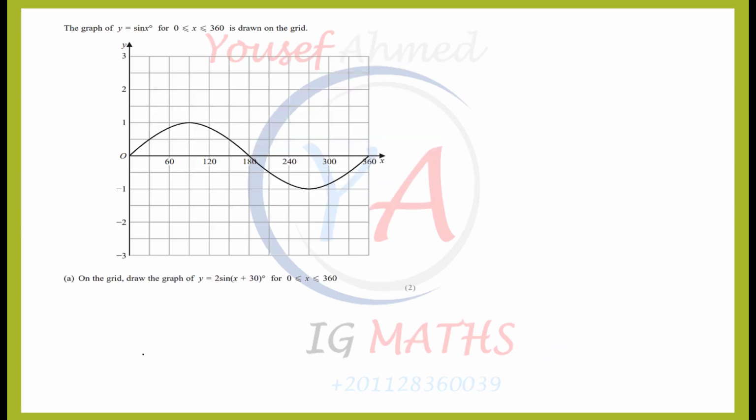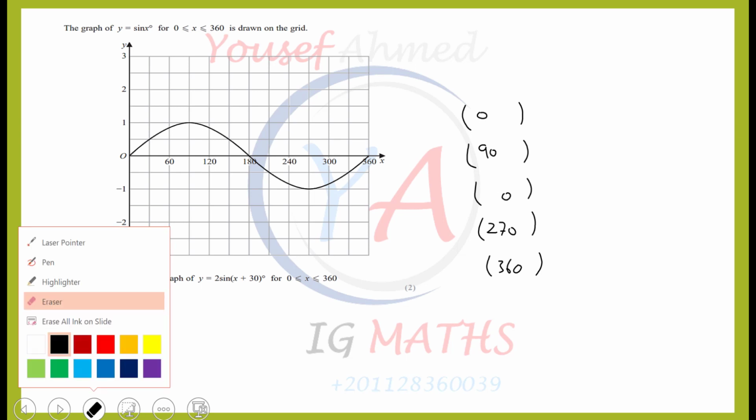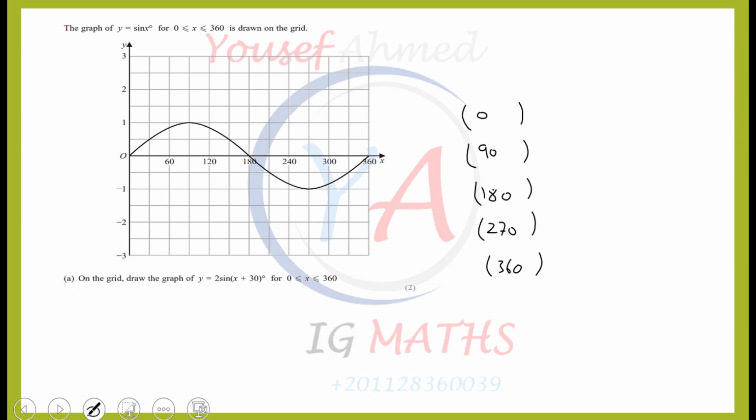Now, if I'm asked to sketch, how do I sketch the curve? It's very simple. Here it's from 0 till 360, so you need to write the 5 main points for the function itself. This is a sine function, so I need to write the 5 main angles: 0, 90, 180, 270, and 360. If you don't memorize them, you can just calculate them from the calculator.